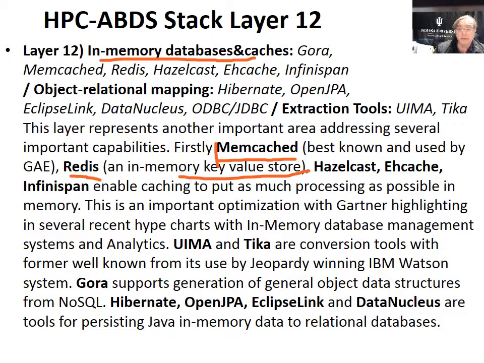UIMA and Tika are extraction tools, and UIMA is famous for being used by IBM Watson on Jeopardy. And the last set is so-called object relational mappings, and these are either mappings inside memory or more direct. They map from Java objects living in memory to relational databases or other forms of persistent store on disks. So that's the end of this lesson, and in the next lesson we'll go through the remaining layers and then do an overall summary of the whole stack.